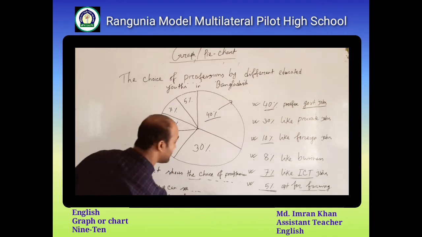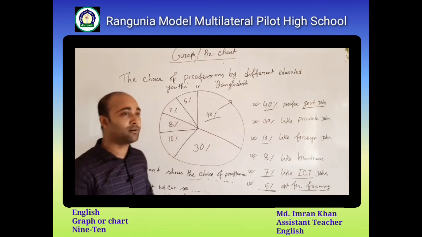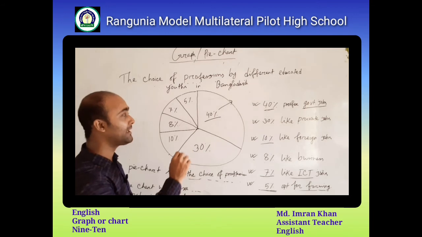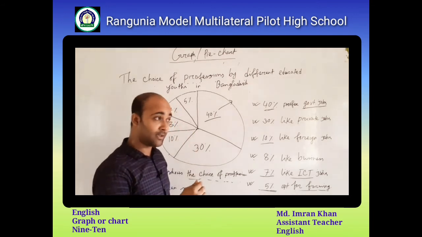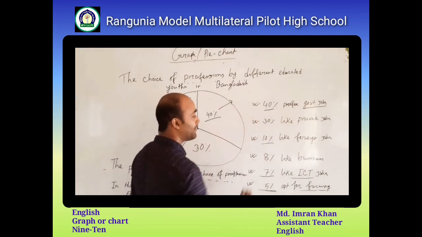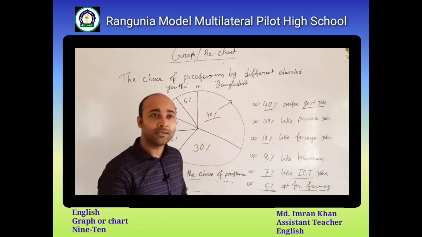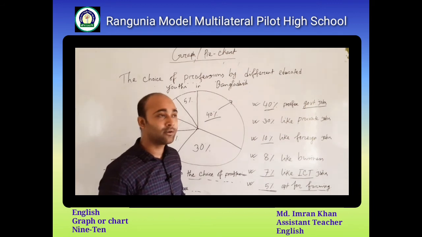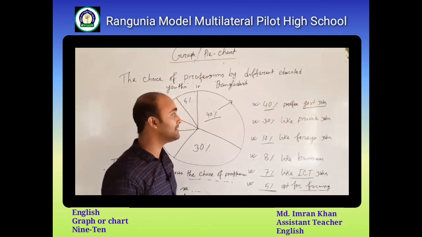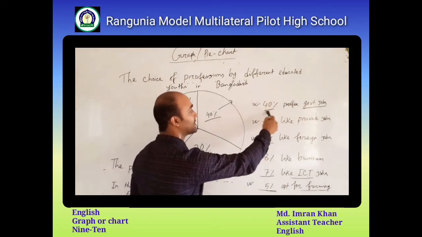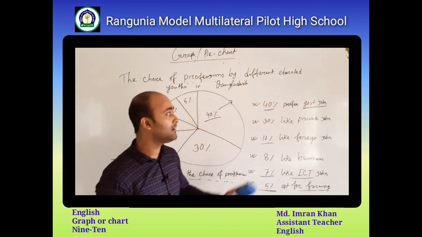In the very last part of the chart, you have to say something like this: analyzing the chart, we can say, or we can come to the conclusion, that 40% prefer a government job because of its security and safety, and people consider it very prestigious. That is why 40% of young educated youths prefer a government job.